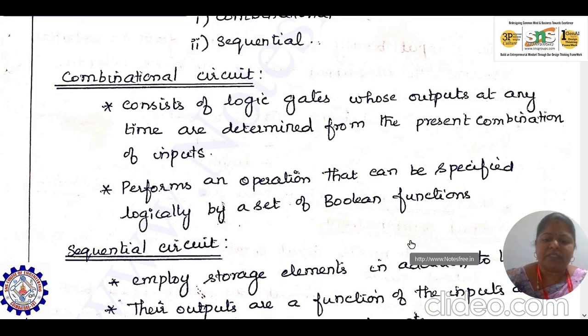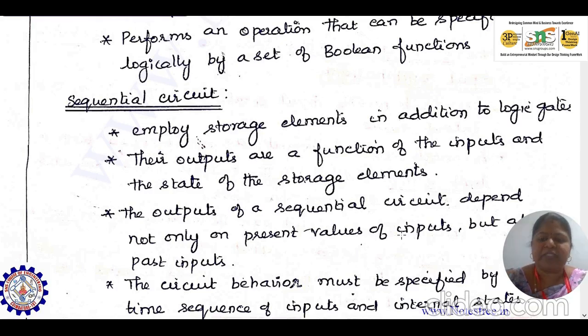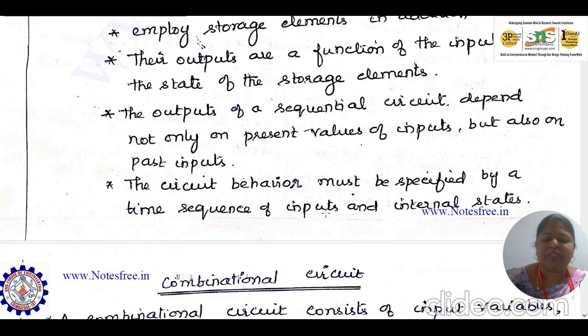So next is the sequential circuit. This employs storage elements in addition to logic gates. Their outputs are functions of the inputs and the state of the storage elements, and the output of the sequential circuit depends not only on the present value of input but also on past inputs. So the sequential circuit takes the output of the previous one as input for the current gate or circuit. This is how the sequential circuit works, and the circuit behavior must be specified by a time sequence of inputs and internal states.